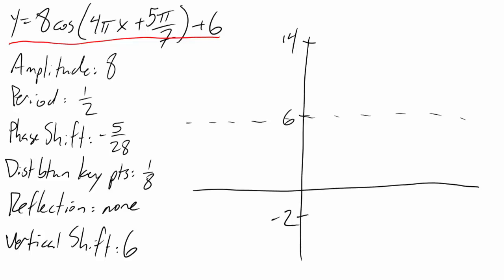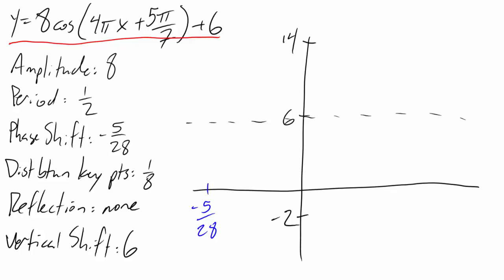And so any place cosine would have been 0 previously is just going to fall on that center line of +6. And just like with any other graphing of a trig function, the first thing we're going to do is start with our phase shift, which was at -5 over 28. Now I'm going to just still mark that off on the x-axis here, and we'll go from here.